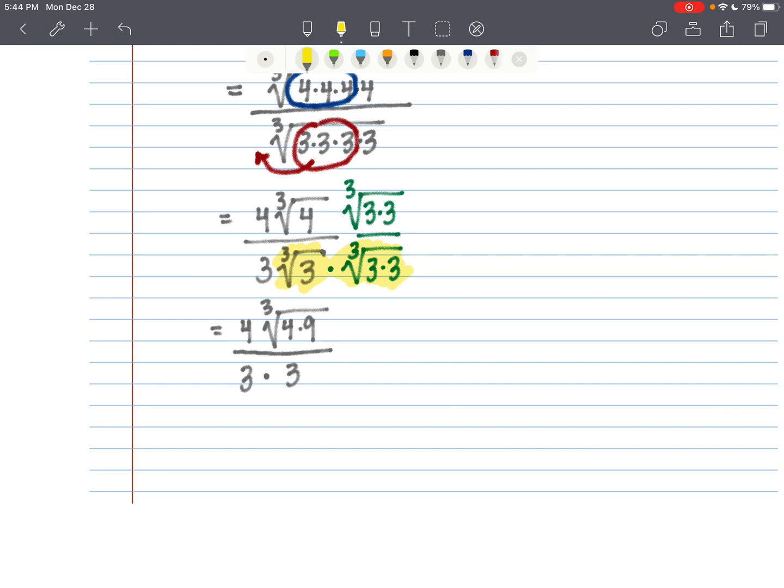This cubed root of 3 times the cubed root of 9 gave me 3 3's, and because the index is 3, that was a perfect cube of 3. So our answer is 4 times the cubed root of 36 over 9. 4 and 9 are both on the outside. They don't reduce. So that's our final answer.